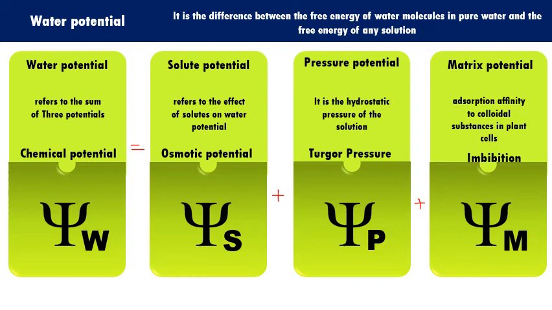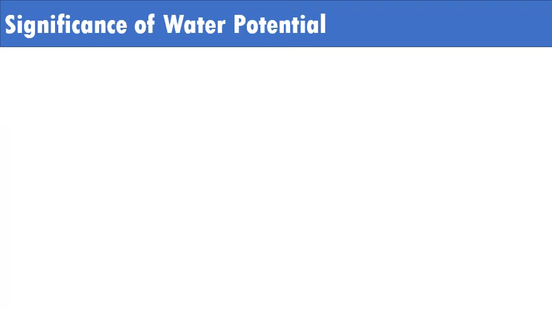So the free energy of a water molecule will be more when the solute potential and pressure potential are more, and less when they are less. That means addition of solutes to water will decrease its water potential. Increasing the pressure, that means a more inflated cell, will decrease its water potential. So all these are some of the factors which we have to consider.